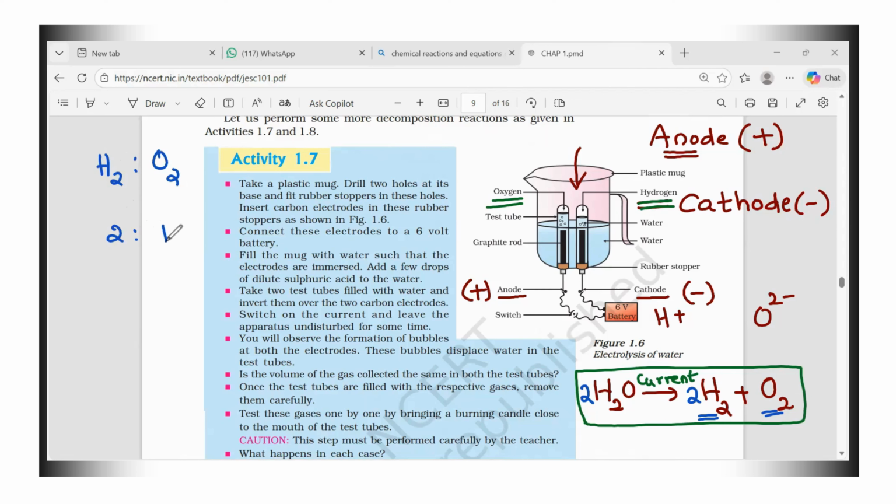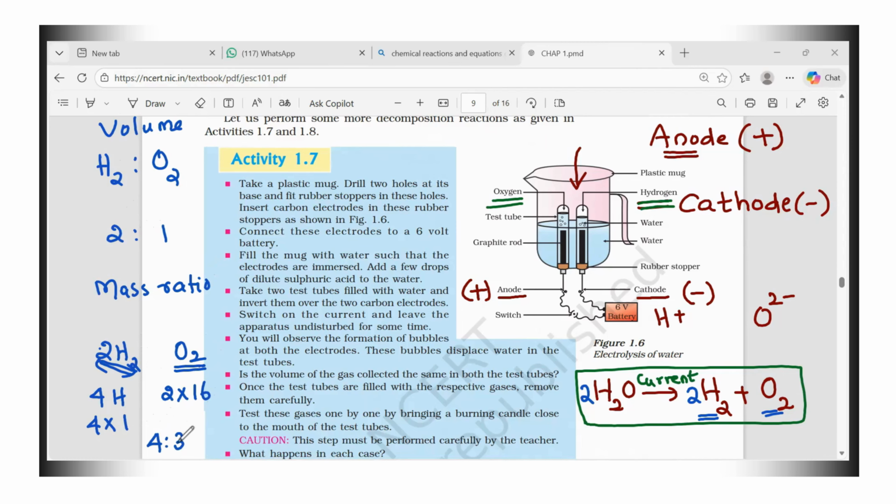It is 2:1. Volume ratio is 2:1. But what is the mass ratio? Mass ratio means we need to consider the mass. So 2H2 means 4 times H will come. And O2 means 2 into 16 will come. Oxygen mass is 16. O2 means 2. 2 into 2, 4 hydrogen. And mass of hydrogen is 1. So it will be 4:32. That is 2:16. That is 1:8. So volume ratio is 2:1, but mass ratio is 1:8.